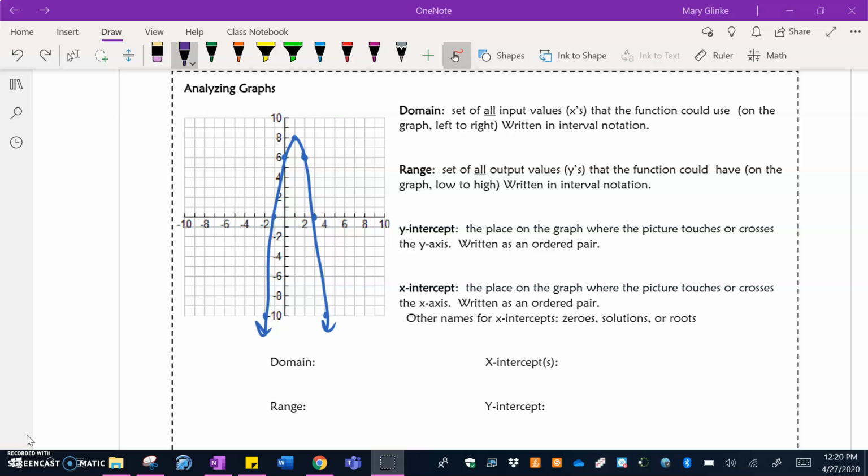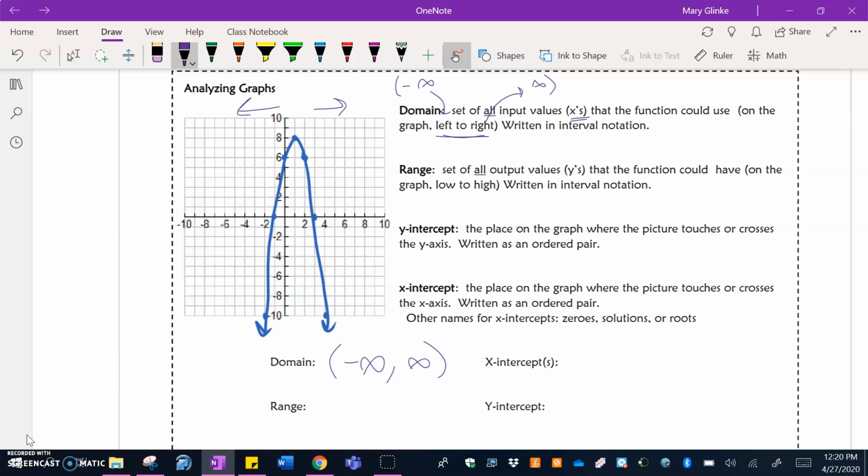The domain is your x values. We're going to go from left to right. So on the left is going to be negative infinity. On the right is going to be positive infinity, and that's if there's arrows going to the left and to the right. So this graph has arrows both going to the left and to the right. Even though the arrows are going down, they're still going left and right. So we're going to write that as negative infinity, comma, positive infinity.